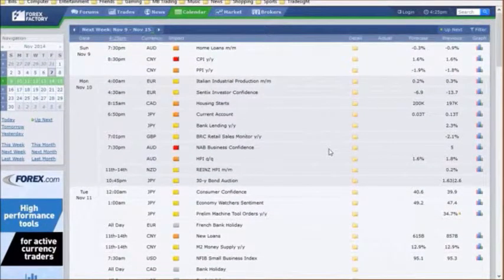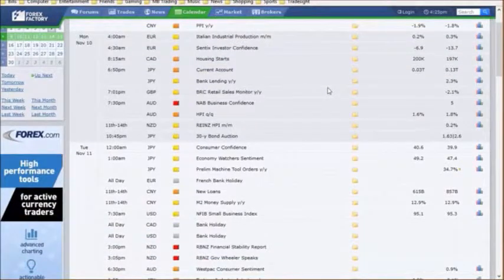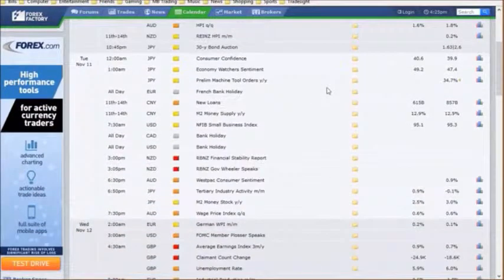All right, let's take a look at the week ahead and see what we got. We've got China's CPI and PPI Sunday night, 8:30 p.m. Eastern time. We're now past all the time zone changes around the world, I believe, so no more of that affecting the technicals for a while. Italian industrial production out of Europe, investor confidence out of Europe, housing starts out of Canada, current account and bank lending out of Japan. We've got the NAB business confidence number out of Australia and the HPI. Japan's got the 30-year bond auction.